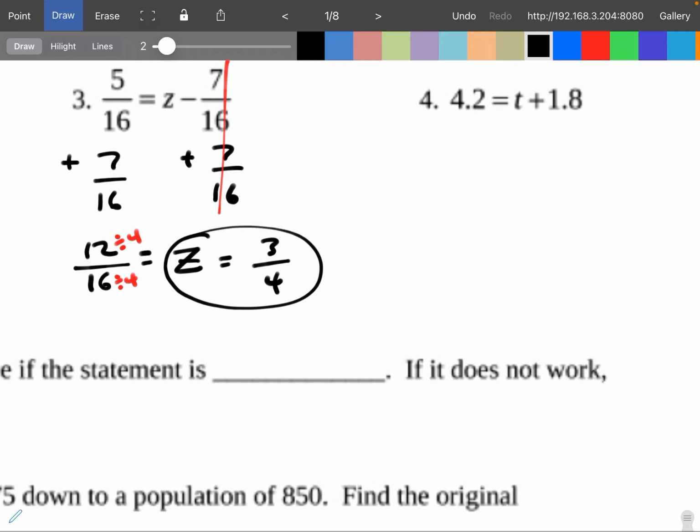Then we got one more. So again, this time the variable's on the right-hand side again. So right now we've got t plus 1.8. So what do I do? What's that? What's the opposite of, if I've got t plus 1.8, what do I do?